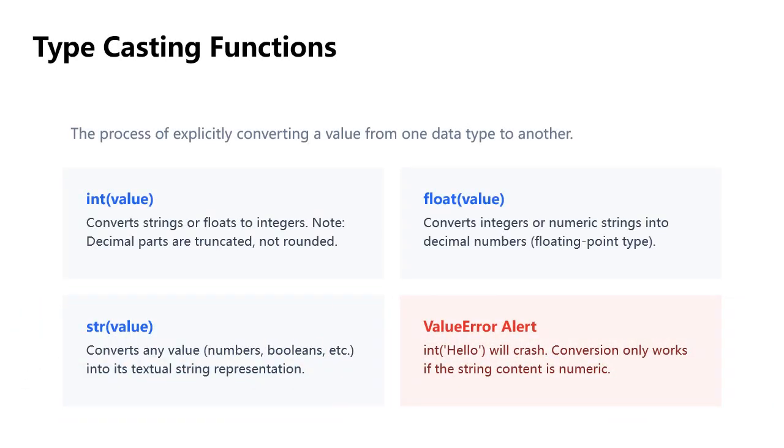Building on what we just covered with the input function, typecasting allows us to manually convert one data type into another to suit our needs. The int and float functions are your primary tools for numeric conversion. Just remember that the int function truncates decimals. It essentially just chops the end off rather than rounding. On the flip side, the str function turns any value into text. This is incredibly useful when you want to combine numbers with strings to create a clear, readable message for the user. But a word of caution, if the string doesn't actually look like a number, for example, the word hello, Python will throw an error and the program will crash.